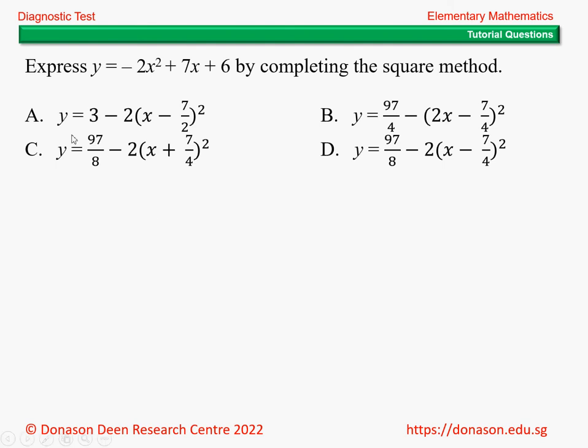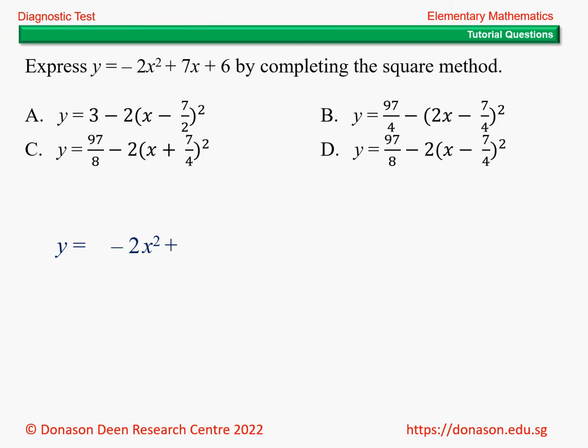Express y equals to minus 2x square plus 7x plus 6 by completing the square method. So we're going to look at how to complete the square. That means, of course, when you actually complete the square, you should be able to see a perfect square, and one of these four options should be your answer.